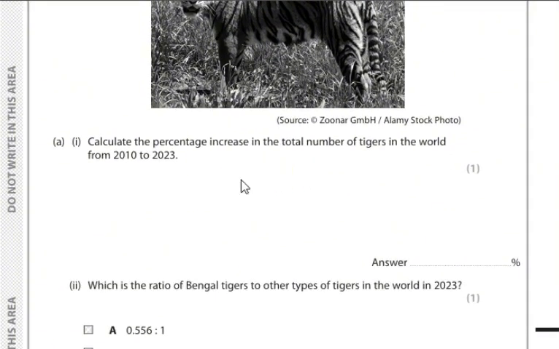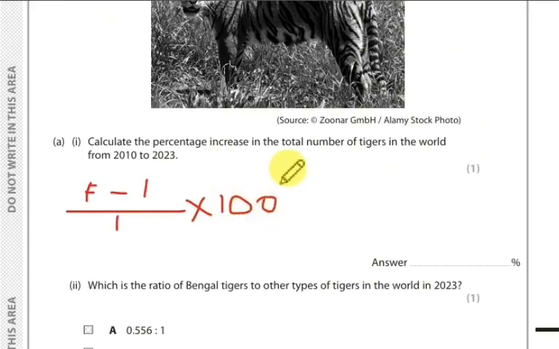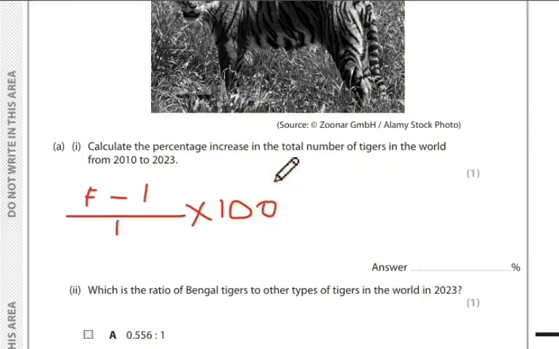Question A. Calculate the percentage increase in the total number of tigers in the world from 2010 to 2023. So to calculate the percentage increase, we need to follow the basic formula: final minus initial, divided by initial, into 100. By following this formula, we can calculate the percentage increase.